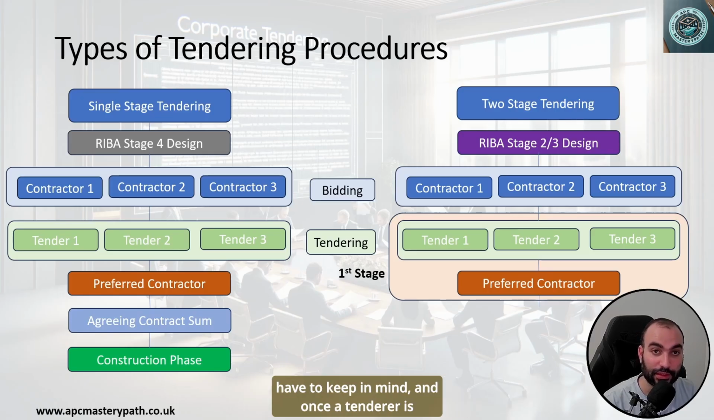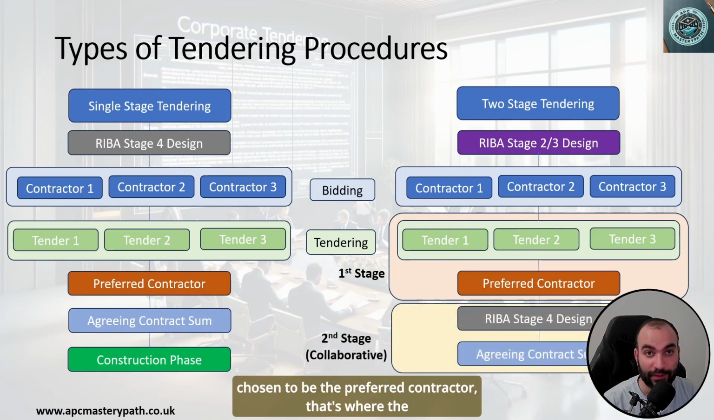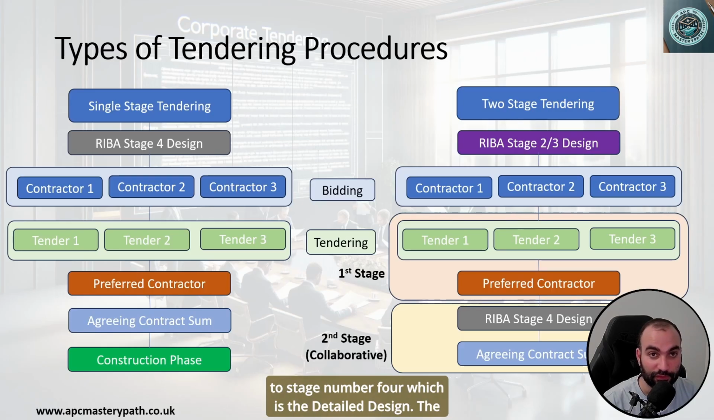And once a tenderer is chosen to be the preferred contractor, that's where the preferred contractor is going to be working hand in hand with the design team to take the design up to stage number 4, which is detailed design. The contractor will have direct input to the design, whether through meetings with the design team or through a contractor design portion. And then once the design is complete, that's where the final contract sum is going to be reached, because the contractor is going to be able to price following the detailed design.